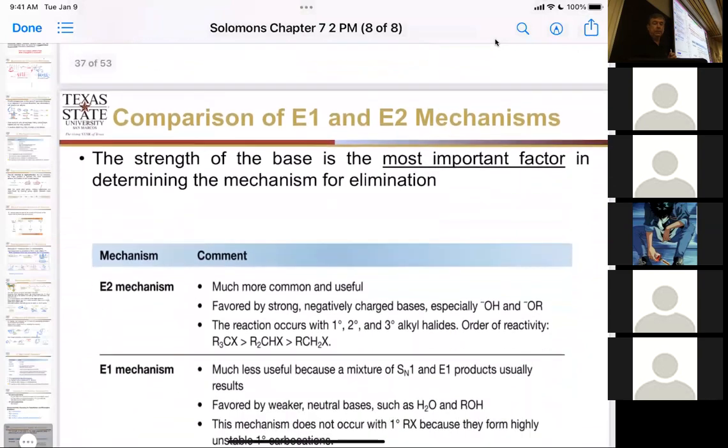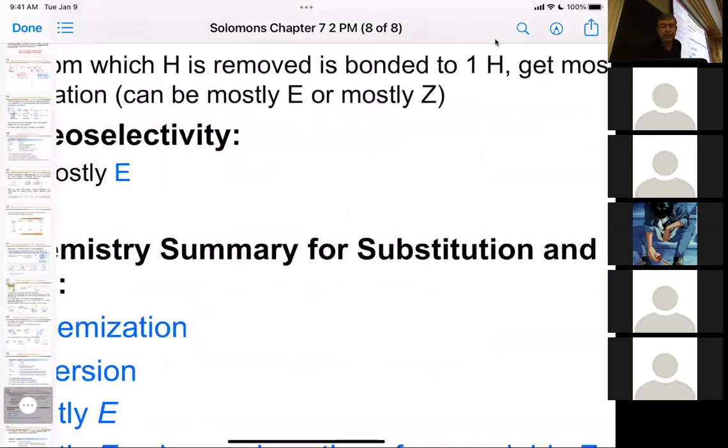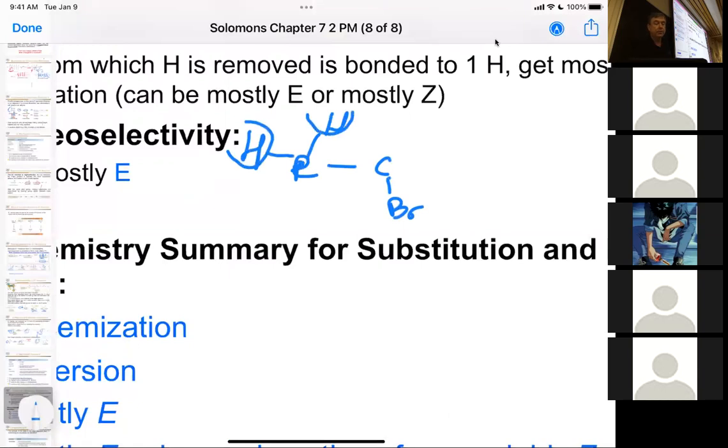Sorry. So when it says if H is removed from the C1 to H, does that mean total? Here's what it means. Okay, it means that if your beta carbon has two hydrogens on it, you're going to get mostly E. And you take a hydrogen from there. So one of these hydrogens goes. One of these hydrogens is going to give the E, and one of them is going to give the Z. But it's going to get in the position to give the E most of the time.